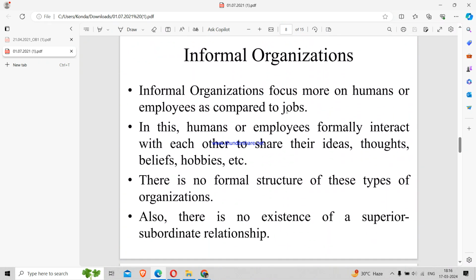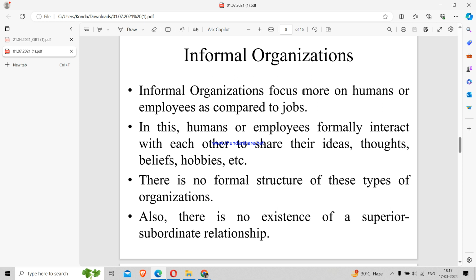Next is informal organization. I have already told you what an informal organization is. In informal organizations, the focus is more on humans or employees as compared to the respective jobs. So it tries to bring out the best in them. There is a particular advantage of informal organizations: in a particular organization it is not that every employee is super active or that the activity of each employee is the same. So in the informal organization, it tries to extract the most out of each and every employee.